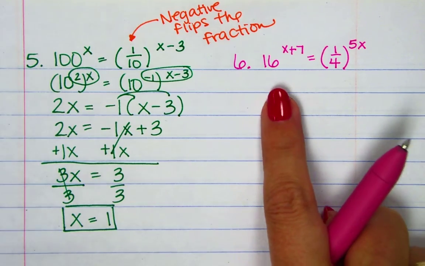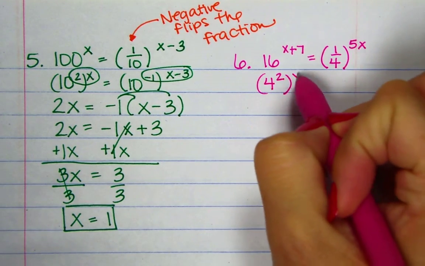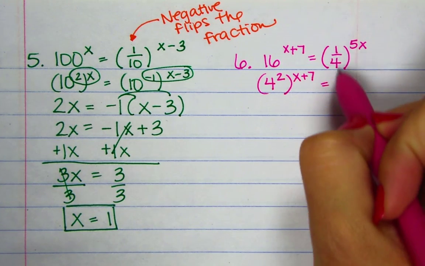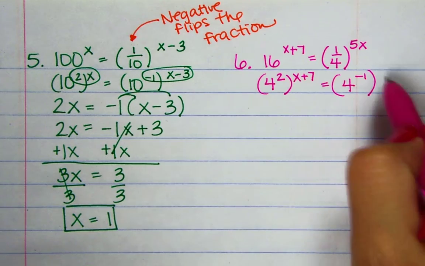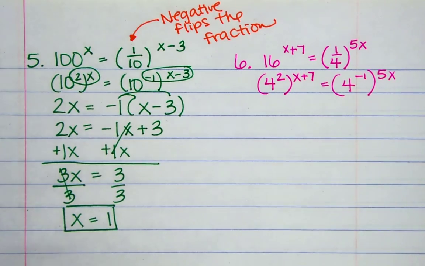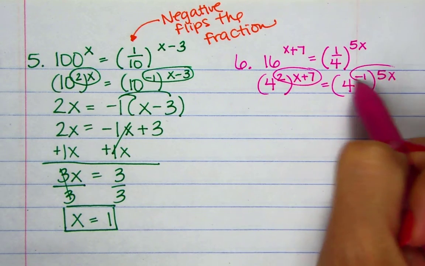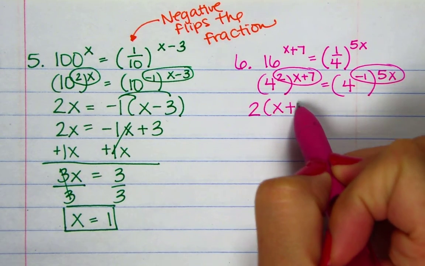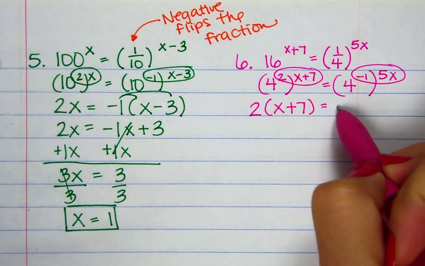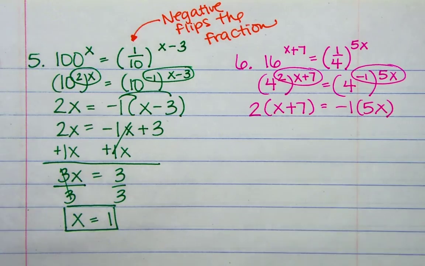16 is 4 to what power? 4 squared, so 4 squared to the x plus 7. And 1/4 is 4 to what power? -1. It's real similar to the one we just had. So we're going to just take our exponents and multiply them, and I want you to do this one on your own. And I'm going to come check them.